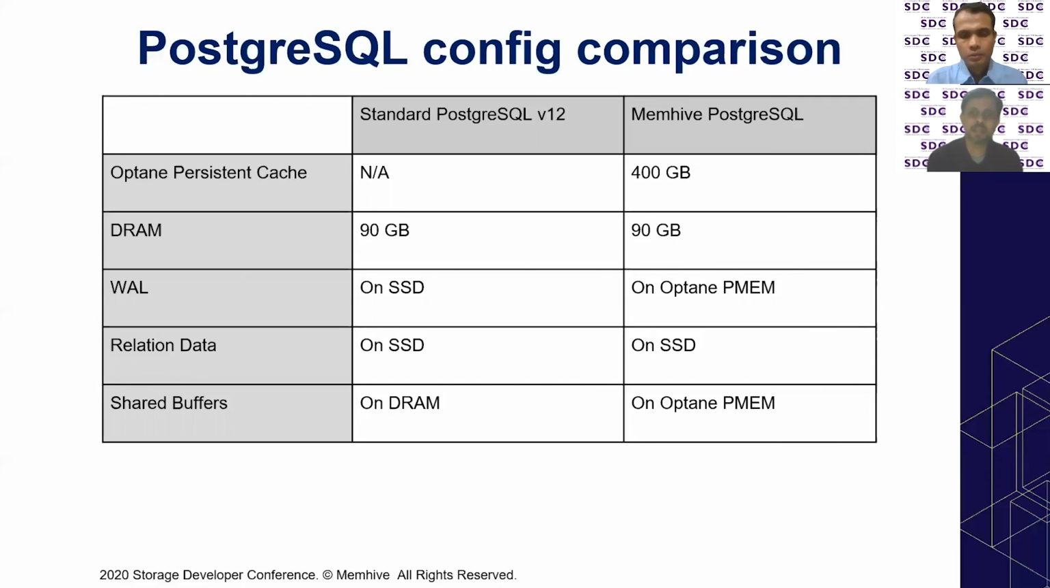The relation data we would always want to be in the SSDs. So both standard Postgres as well as memhive Postgres place the relation data there. Now the shared buffers continue to be in DRAM in the case of standard Postgres, whereas memhive Postgres uses the Optane persistent cache. So these are the different parameters in which changes have been made for comparison.